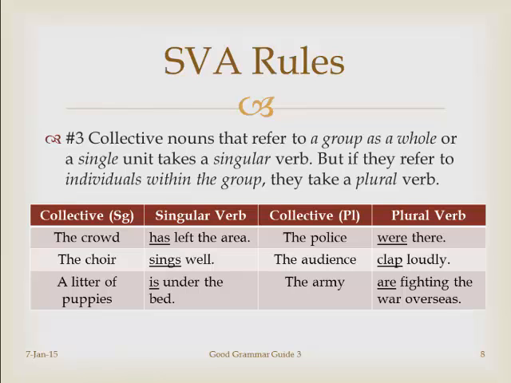is related to collective nouns. Now, collective nouns that refer to one group as a whole or a single unit, you count it as one. So then you take a singular verb. But if they refer to the individuals inside that group, they take a plural verb. So these are some examples. Crowd, choir, a litter of puppies. They're collective, but you count it as one. So they take singular verbs with S. Collective nouns like police, audience, and the army, where you're talking about all those people in that group, then you take plural verbs with no S.